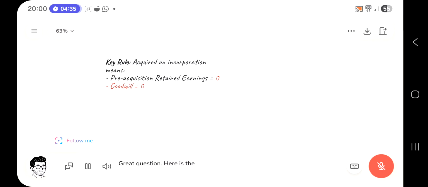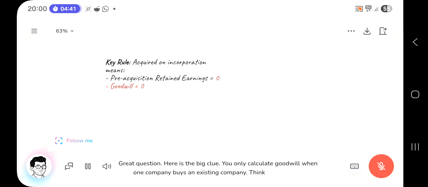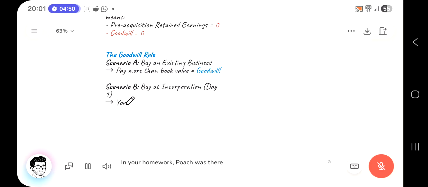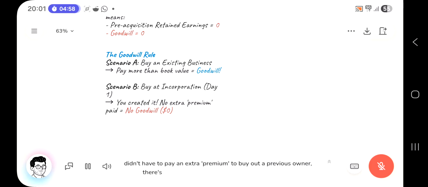Great question. Here is the big clue. You only calculate goodwill when one company buys an existing company. Think of it like this. In your homework, Poach was there for the birth of Steele. Since they didn't have to pay an extra premium to buy out a previous owner, there's no goodwill to put on the board. Make sense?